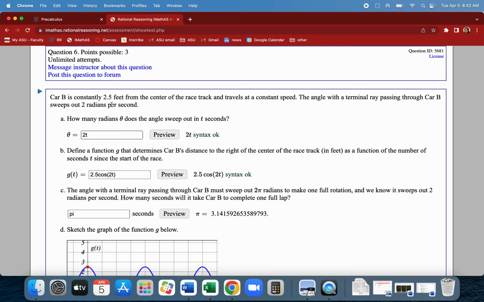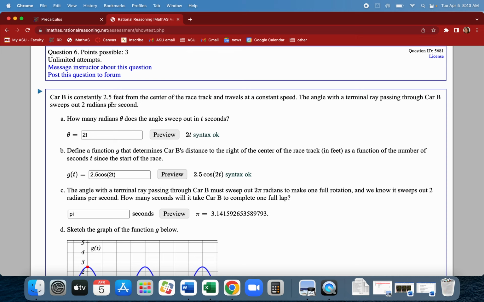Now let me put the rest of the units in here. This is radians per second from the previous problem. This is radians. Radians divided by radians per second give us seconds. That was 2 pi radians all the way around. We're doing 2 radians per second, so it takes pi seconds to do that. Like distance equals rate times time sort of thing, but we're solving.